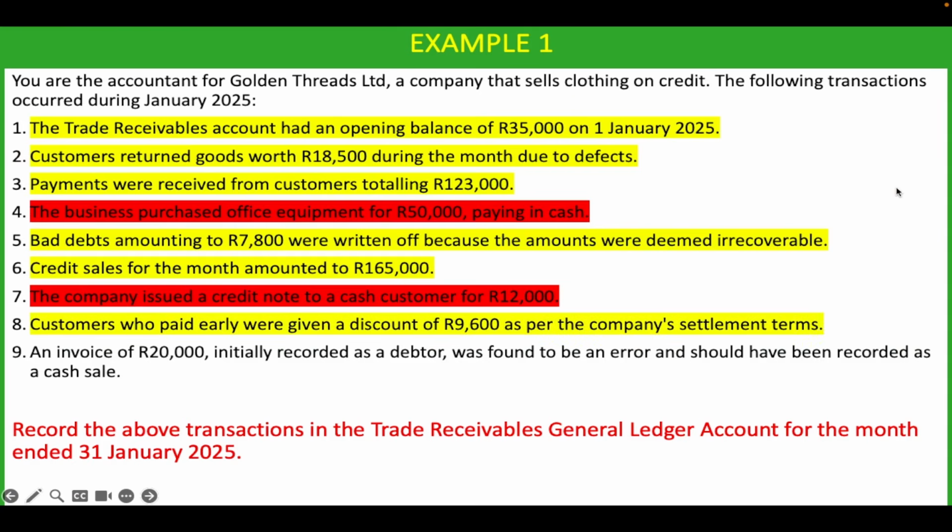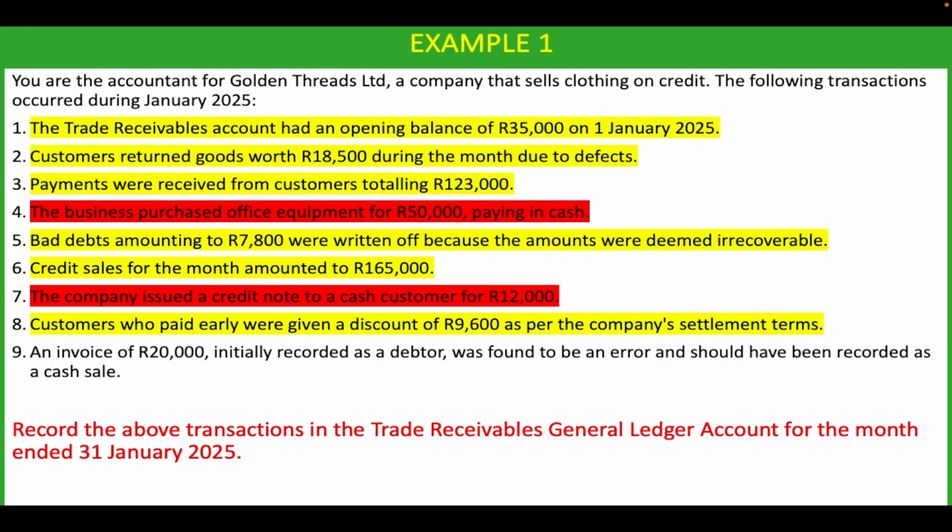Okay, so let's go back and highlight that one. Number 9, an invoice of 20,000 rand initially recorded as a debtor was found to be an error and should have been recorded as a cash sale. Okay, so here we have to think very carefully about how it may affect our trade receivables. What is happening here? Well, there's an invoice of 20,000 rand, which was initially recorded as a debtor, meaning we recorded it as a trade receivable.